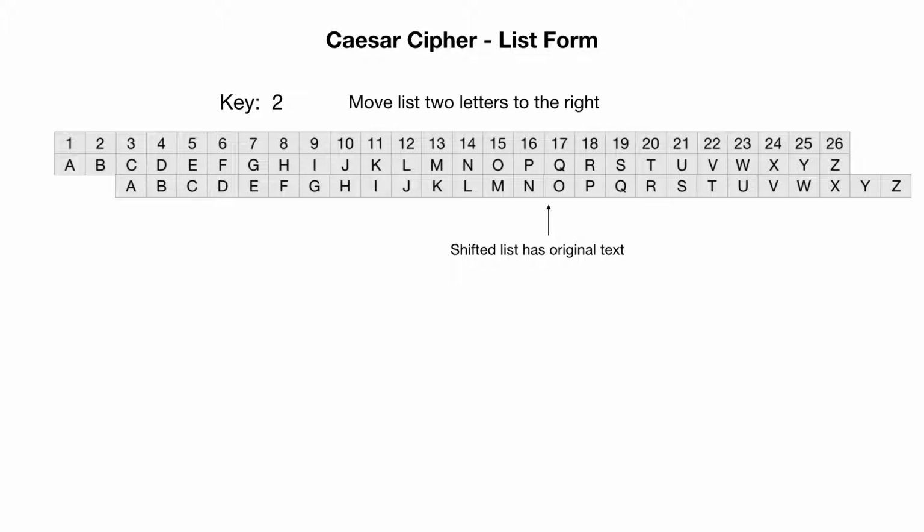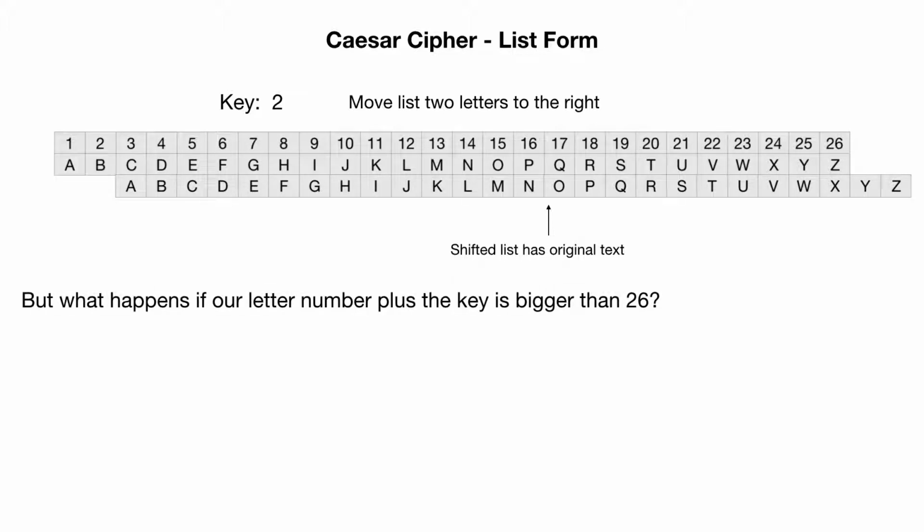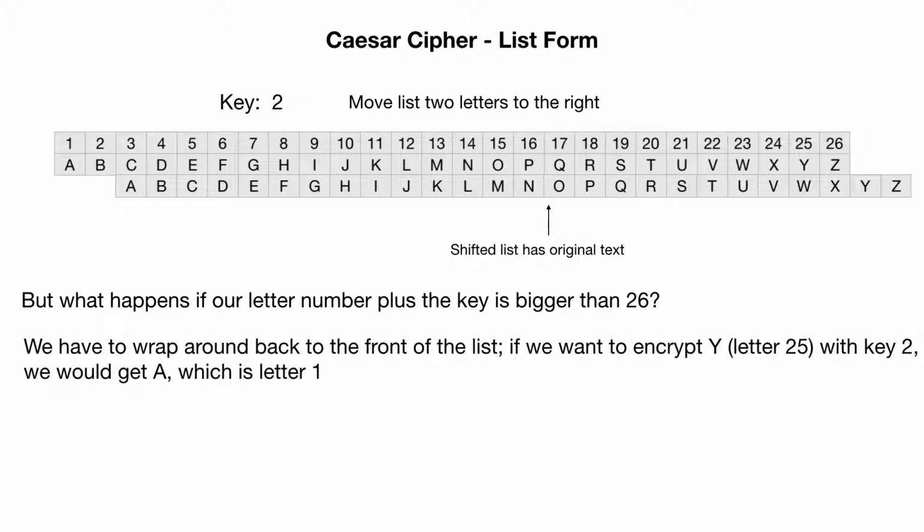So what happens though if when I add my key, how many to shift, I get a number that's bigger than 26? So if you look up there, letter Z is a 26. And what if I want to encrypt that? Well, if I add 2, I'm kind of off my little chart here, and that's bad. Well, we'd have to wrap around to get back to the front of the list. So if we want to encrypt, say, the letter Y with a key of 2, I need to get to letter A, right?